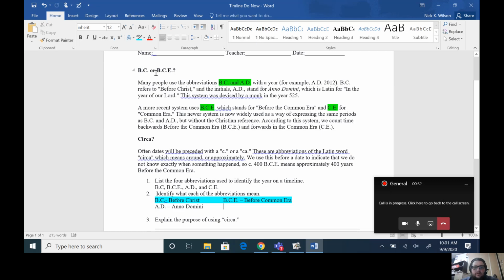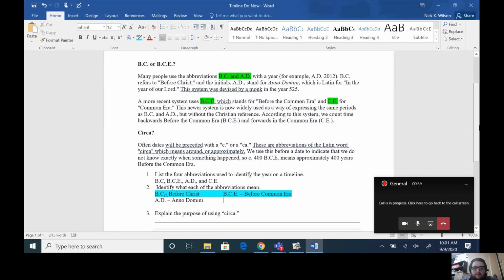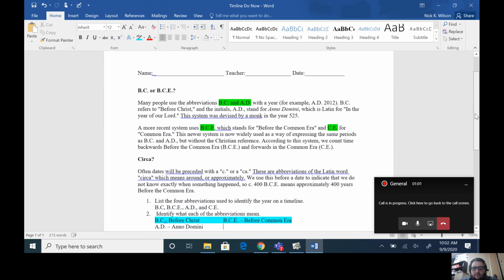So the first thing that we need to look at is BC, BCE, AD, and CE. As you can see, the first question on your do now says, list the abbreviations used to identify the year on a timeline. Those abbreviations will be BC and AD, and BC or CE, as you can see highlighted there in the green.